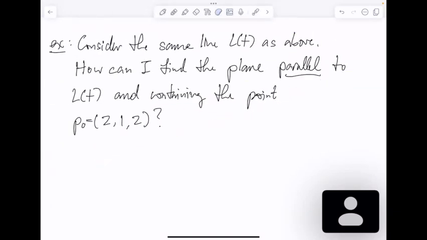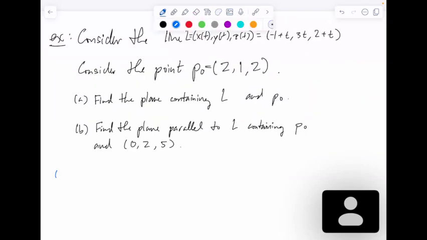All right, so here we go. Let me just make up a different line. Maybe we'll do part A first. Say here's a line, here's my point, and I want a plane that contains both. So I could find some points on L.